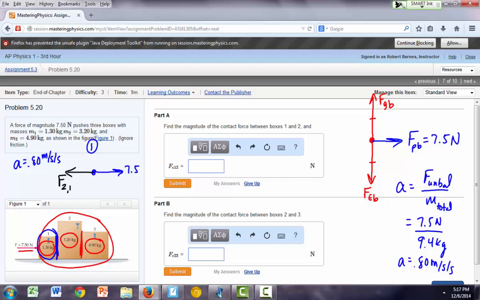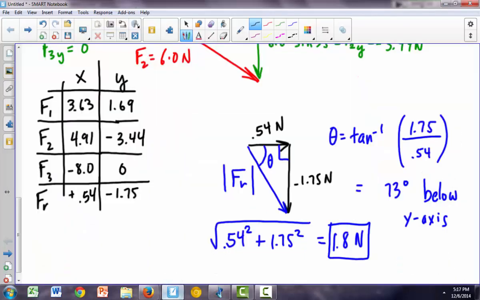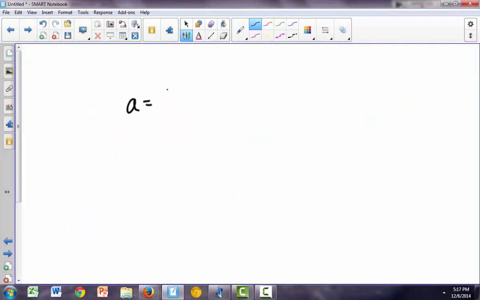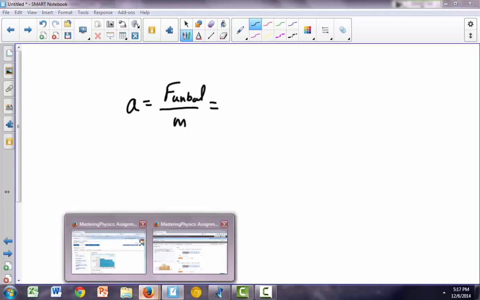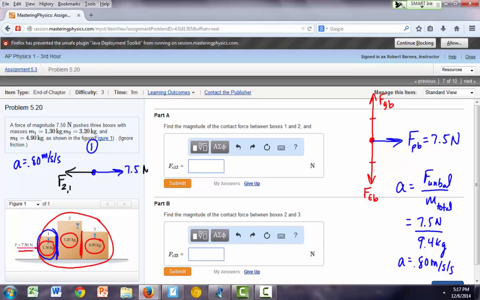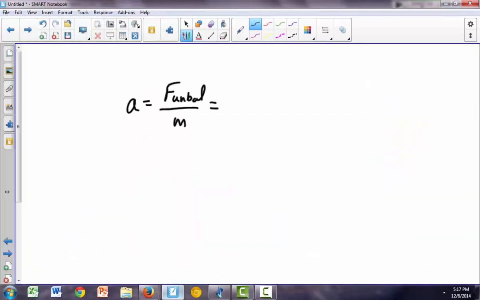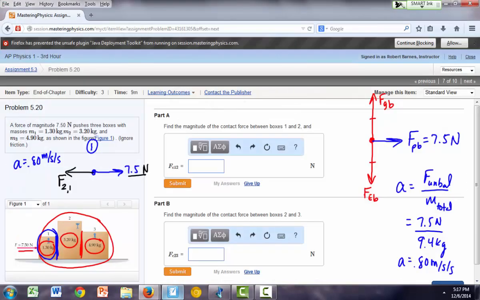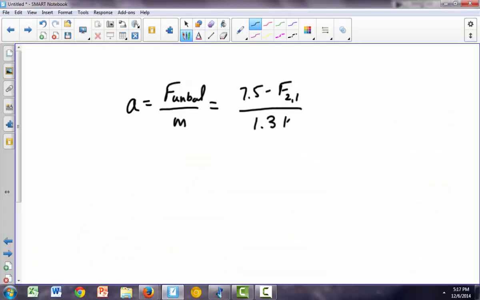So here's what I'm going to do. Let me go to another page here. I know acceleration equals the unbalanced force divided by mass. The unbalanced force in this case is the difference between the 7.5 newtons here and F of 2 on 1. So the unbalanced force is 7.5 minus F of 2 on 1. The mass that I want to put into this formula is going to be just the mass of box 1, 1.3 kilograms.